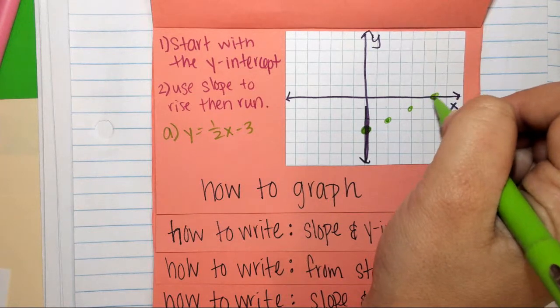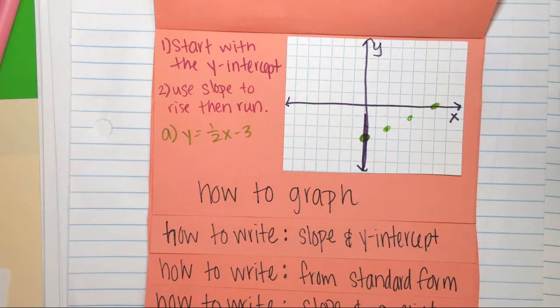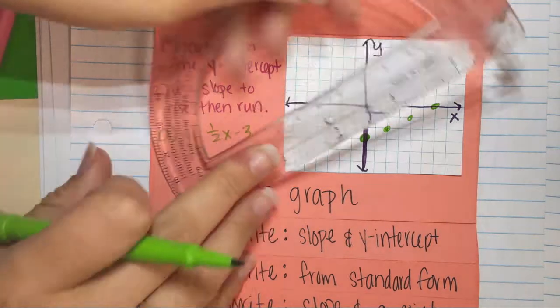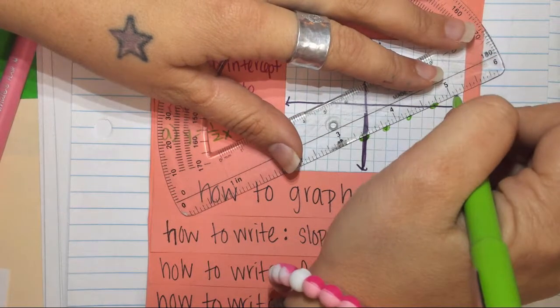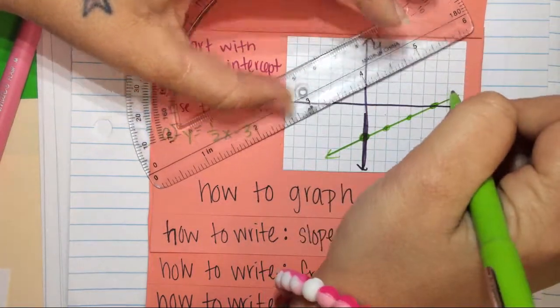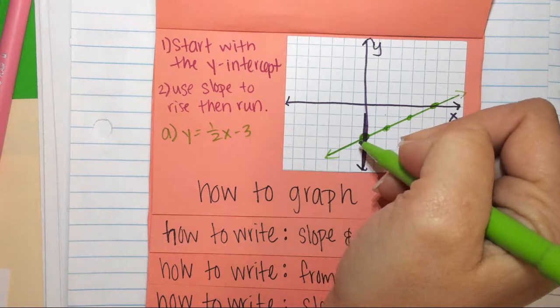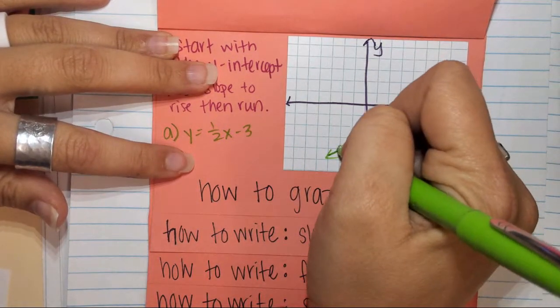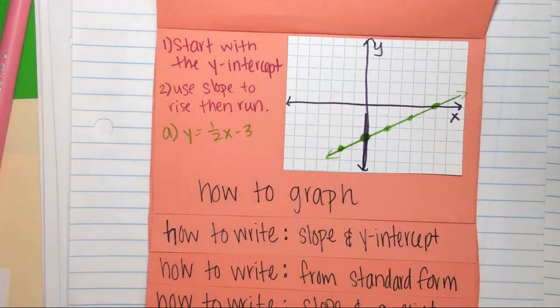Up 1, right 2. Why do we go up? Because it's positive. And why do we run to the right? Because it's positive. And that's what you always do. Always run to the right first unless you don't have room. If we needed to go down, we would go down 1, left 2. Please make sure you understand that. Can you try one without me?